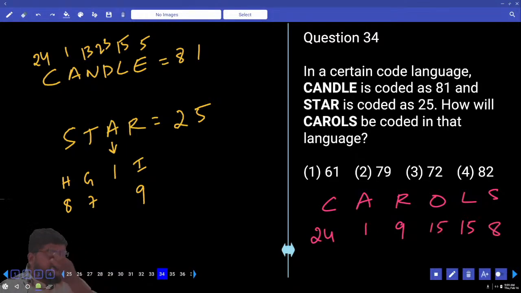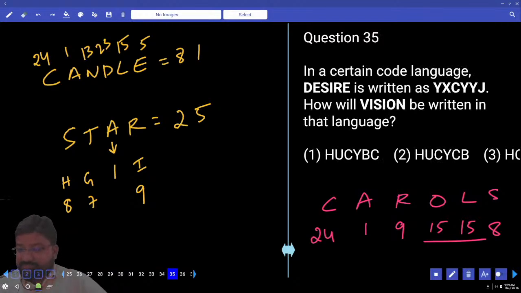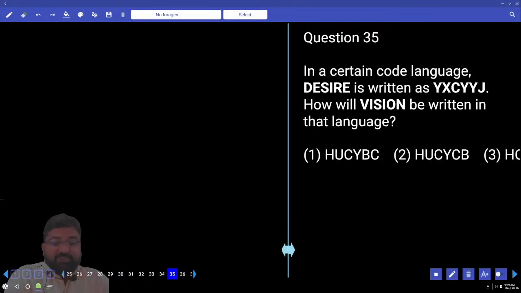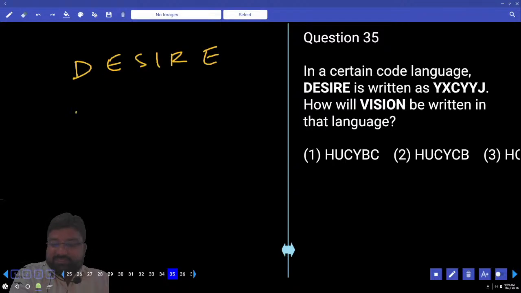Is this clear? So let's count what's happening here. 24 + 1, 25. 25, 9. Come on. Enta? 34. 34 + 30, 64. + 8, 72. Done? Chapandamma. Chalo, desire. DESIRE. This is YESIRE. x, c, y, y, j.